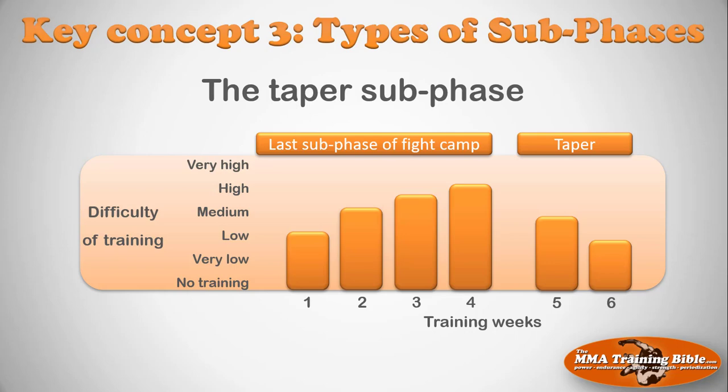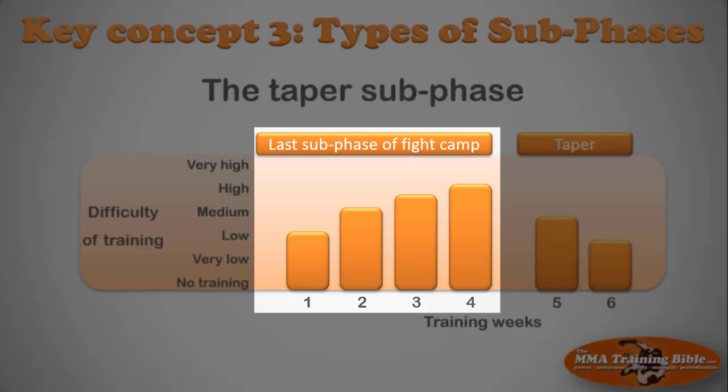Okay, let's talk about the taper subphase, but actually first let me orient you to this figure here. So on the left side, we're looking at a modified developmental subphase that we use towards the end of a fight camp. It's modified because it uses 4 progressively increasing weeks of training difficulty with no recovery week. Now, ordinarily this is a big no-no.